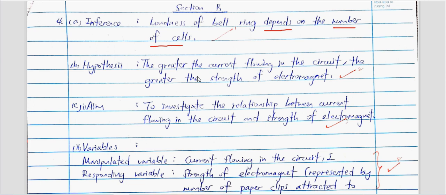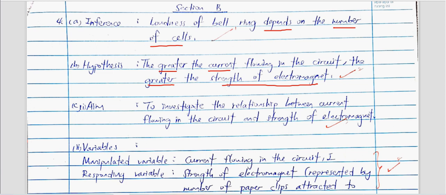And then you look at the hypothesis. The hypothesis: the greater the current flow in the circuit, the greater the strength of the electromagnet. This is the second mark, which means the hypothesis is correct. You use the word greater, and current and strength of the electromagnet. You don't use voltage. A better physical quantity to use will be current. So the more the number of dry cells, the more the current produced. So the greater the current, the greater the strength of the electromagnet.